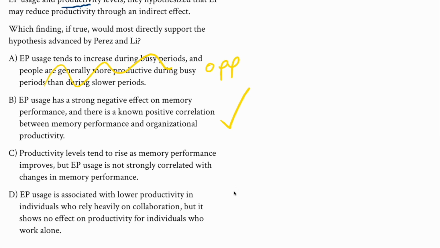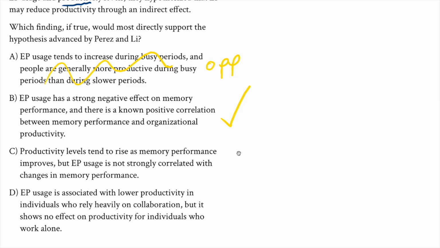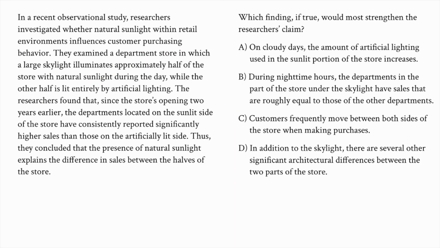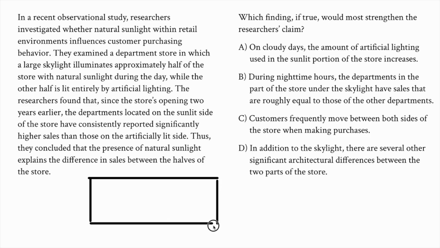And in the meantime, we'll go ahead and look at one example of our third way to strengthen an argument, and that has to do with weakening or ruling out alternative explanation. We'll go ahead and look at this example here, asking which finding would most strengthen the researcher's claim. So it says in the passage, in a recent observational study, researchers investigated whether natural sunlight within retail environments influences customer purchasing behavior. They examined a department store in which a large skylight illuminates approximately half of the store with natural sunlight during the day, while the other half is lit entirely by artificial lighting.